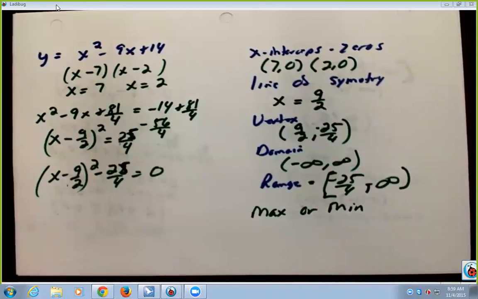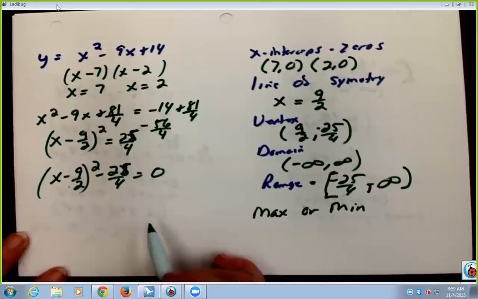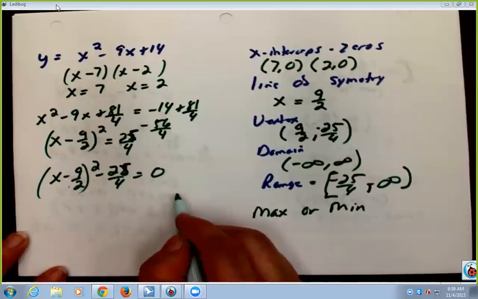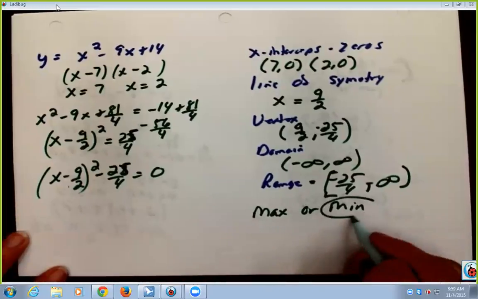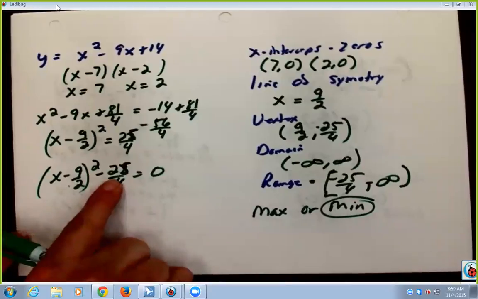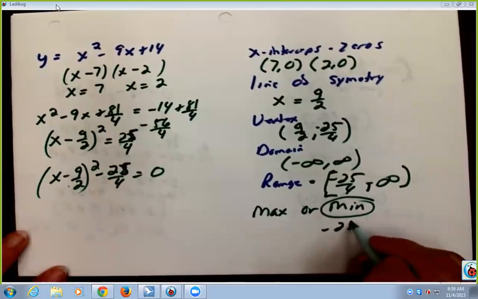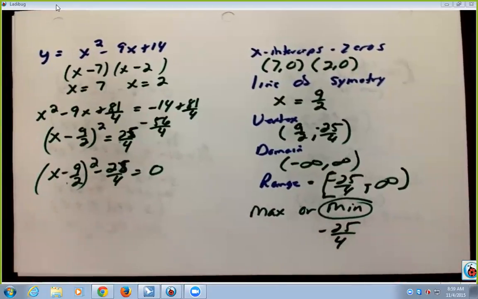And is it a max or a min? Which one do we have? What way would this go? Well, my graph is going upward, so it's going to be a min. And the minimum is going to be what k happens to be. So that is my minimum. Okay. Yes, no, maybe. Okay.